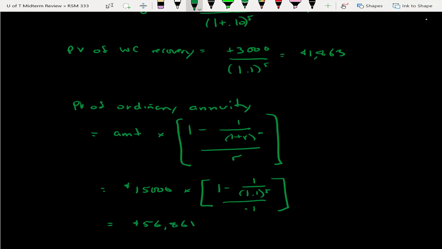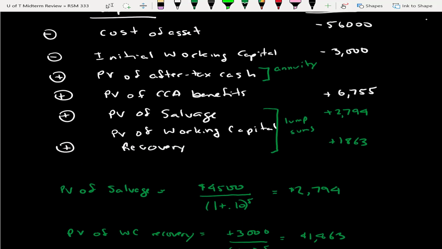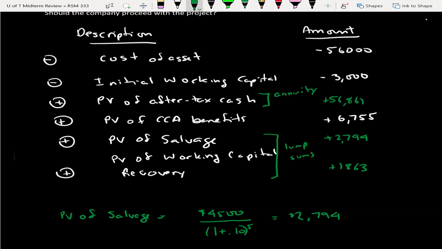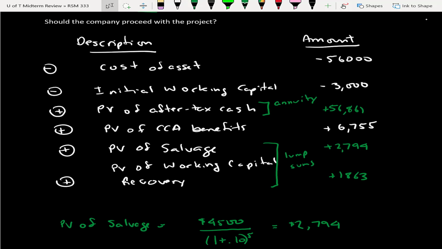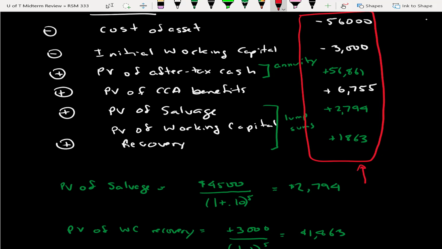56,861. And now we can put that in as the last missing piece here, 56,861. And if I add up all of these together, I am going to get an NPV equal to 9,273. So it's positive, so therefore we proceed.